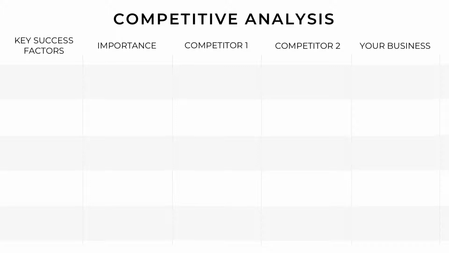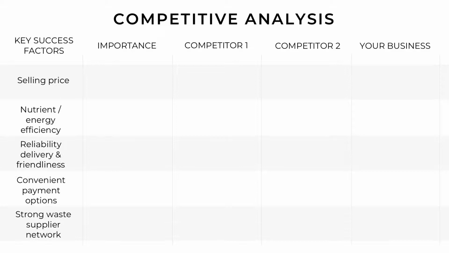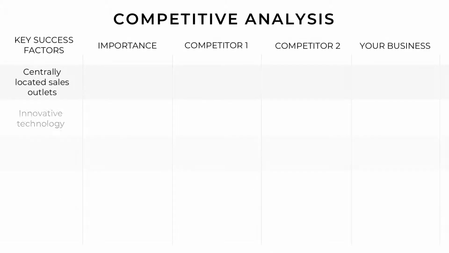What you do in the first column of the table is you write down the key success factors of your market. These you have to figure out, but let me give you a few examples. These could be the selling price, the nutrient or energy efficiency of the product, reliability of delivery, friendliness of your staff, convenient payment options, strong waste supplier network, centrally located sales outlet, or that you have a super innovative technology, etc. So figure out which these factors are, put them down in the first column.